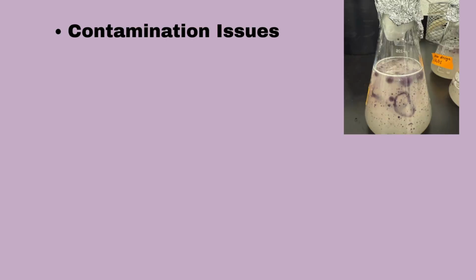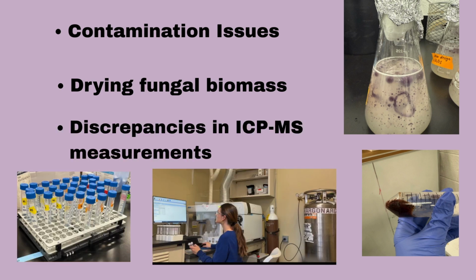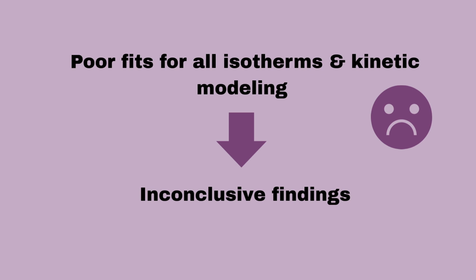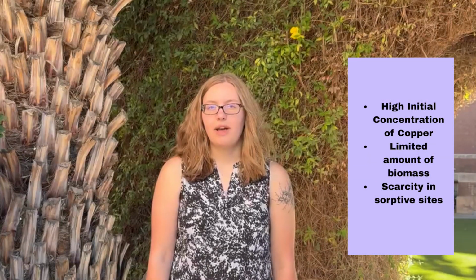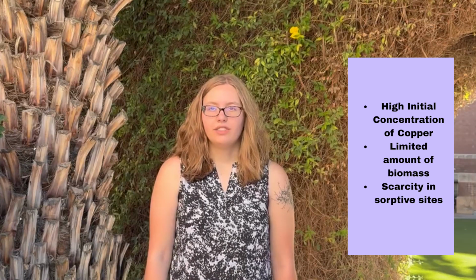The experimental process was full of challenges, including contamination issues, difficulties with drying methods, and discrepancies in the ICP-MS measurements. Statistical analysis of experimental results showed poor fits for kinetic models, leading to inconclusive findings. We suspect this is partly due to the inaccurate ICP-MS readings. We hypothesized that copper was the primary metal absorbed due to its high concentration and the limited amount of biomass available. The scarcity of surface sorption sites may have also prevented significant absorption of the other metals.